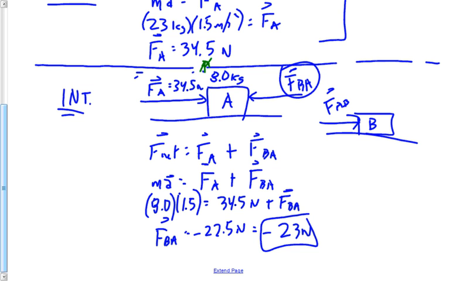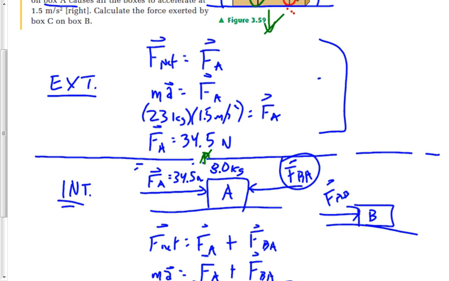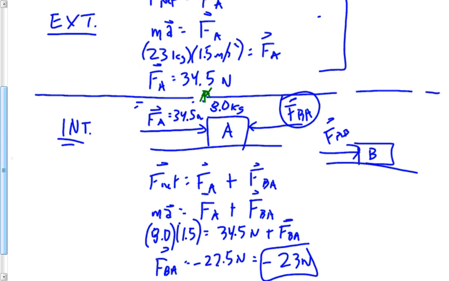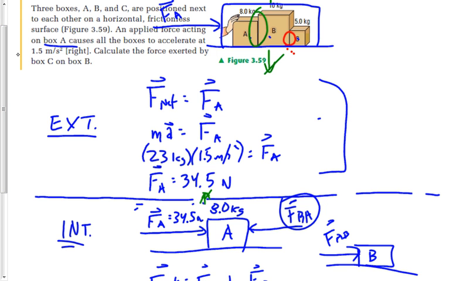What do we do first? The external, the entire system. What do we do after that? The internal. We picked an object. I picked object A. Tara picked object B. Both of those make perfect sense. It doesn't make sense to pick object C because C doesn't have the force between A and B acting on it, and that's what we're looking for there.